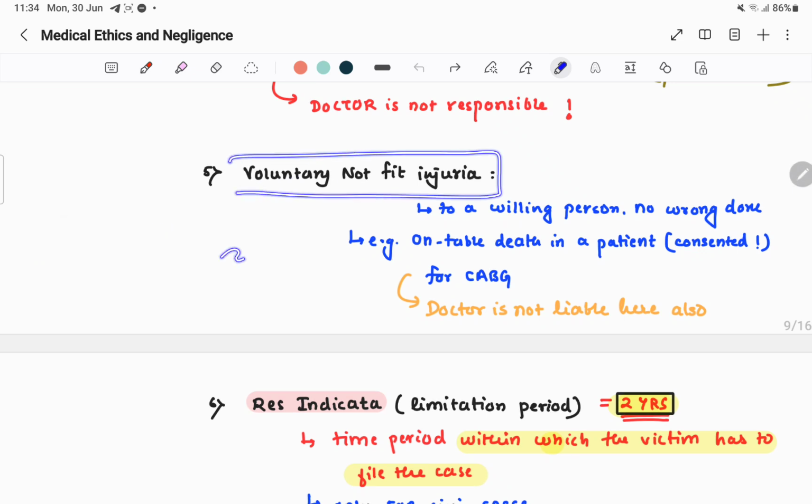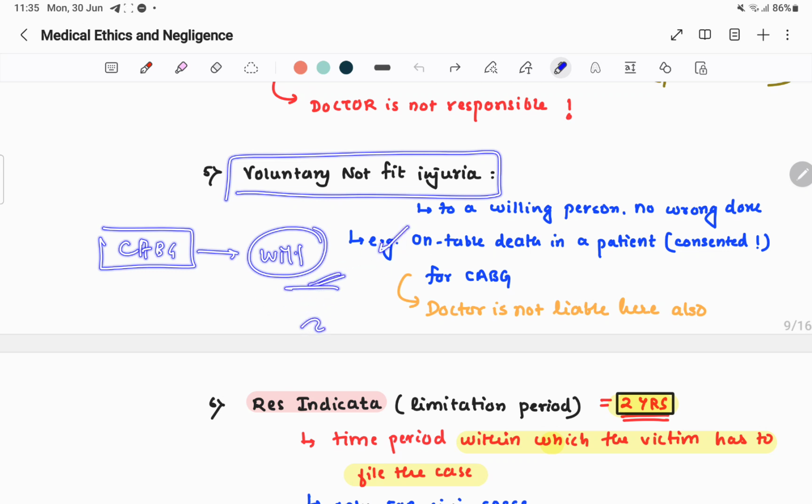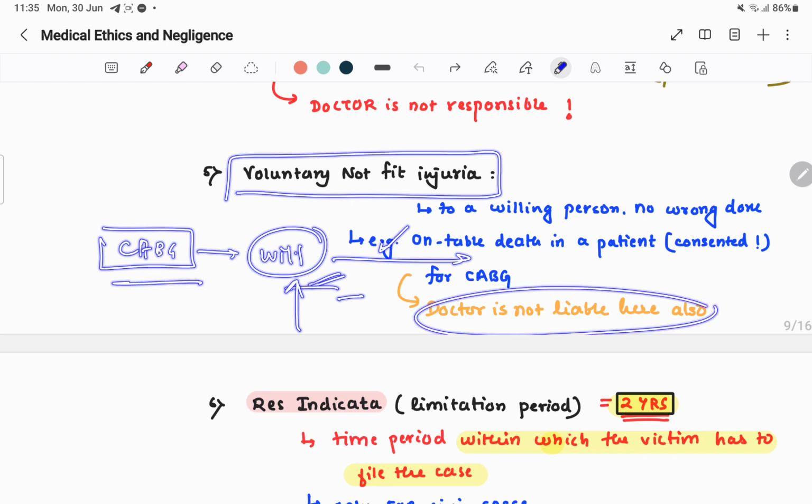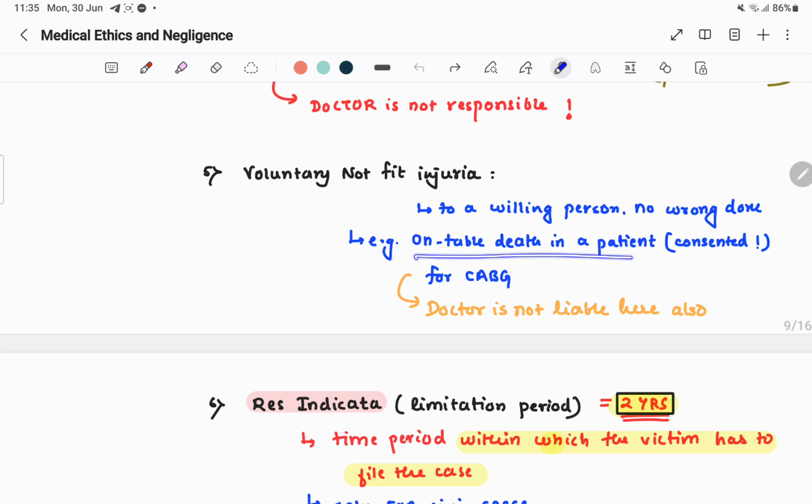So you told the patient that the patient can die after CABG. Okay, the patient is willing, the patient has given you consent that okay, there's no problem in that, I'm ready for the procedure, then you are not liable if the patient dies on the table, death of a patient for CABG.